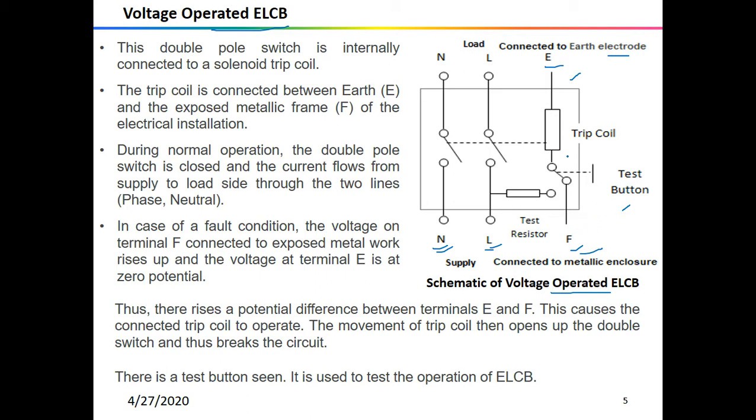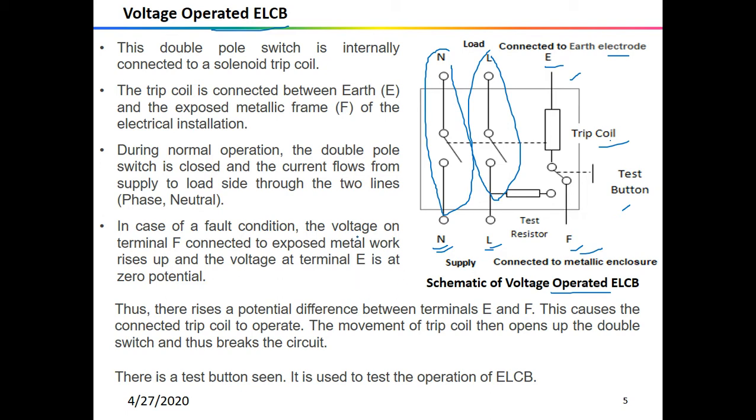So in all, we can say that in normal conditions, current flows through these lines here, and there will be no use of this E-F terminal. However, whenever there is a fault, under that condition there will be a potential difference between this E and F, and that will be noted by the trip coil, and it will trip the circuit.